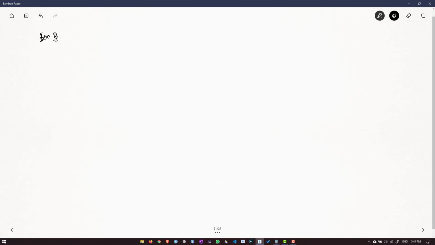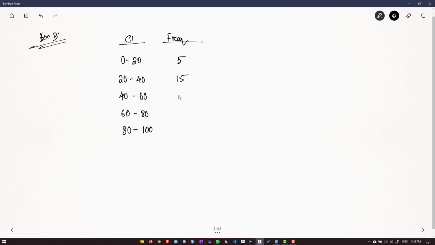So our exercise 3, we have certain class intervals and then we have frequencies, right? So the class intervals are 0 to 20, 20 to 40, 40 to 60, 60 to 80 and 80 to 100. These are the class intervals, and the corresponding frequencies are 5, 15, 30, 12 and 8. These are our F, right?